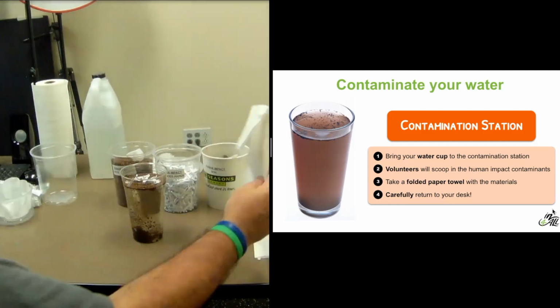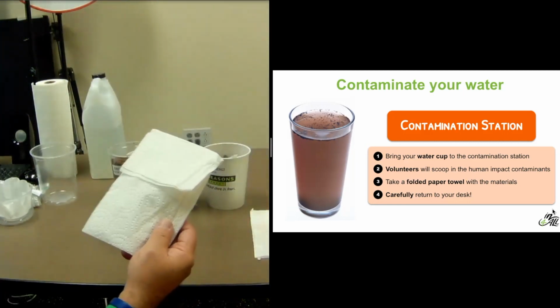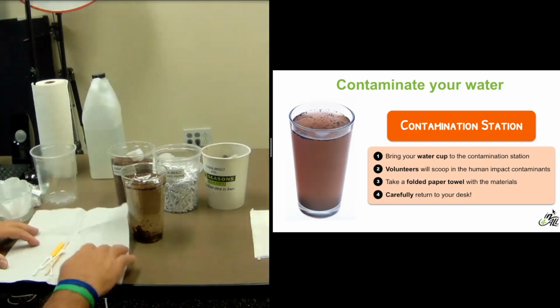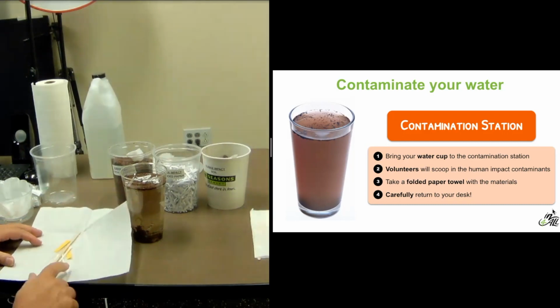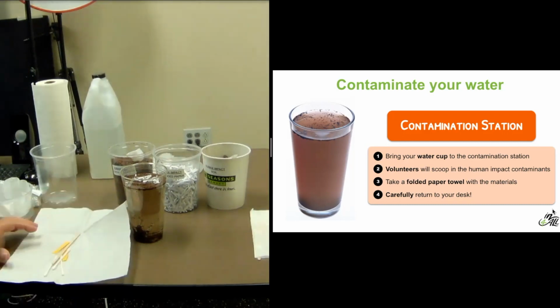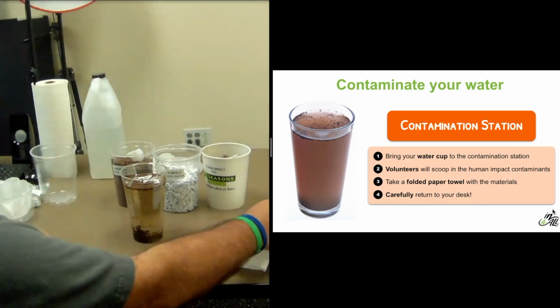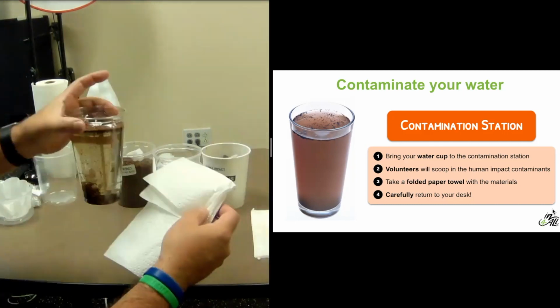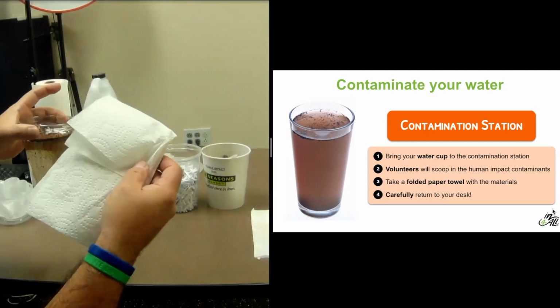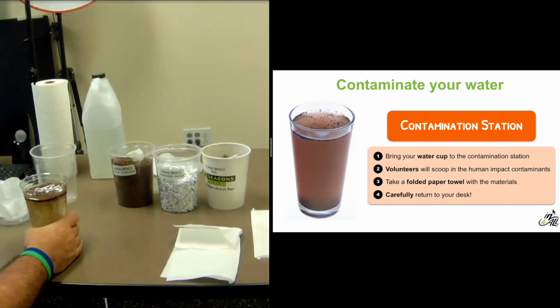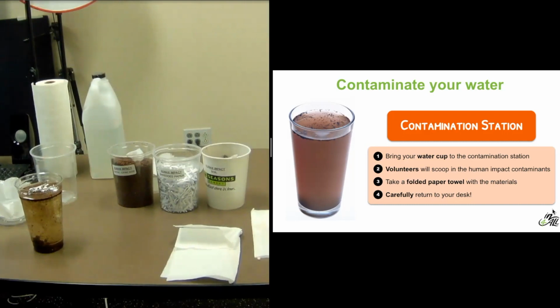Every student will also get a folded piece of paper towel that has materials in it. So every student will get a stirrer, they'll get some swabs, and they'll get some pieces of pH test paper. So when they come to the contamination station, the students will walk away with their dirty water and with this piece of folded paper towel. They'll go back to their station, then wait until everybody else is back at the station, and then we'll go on to the next step.